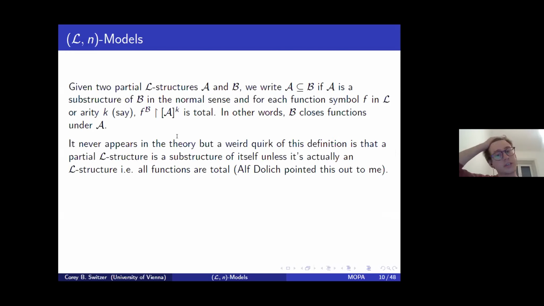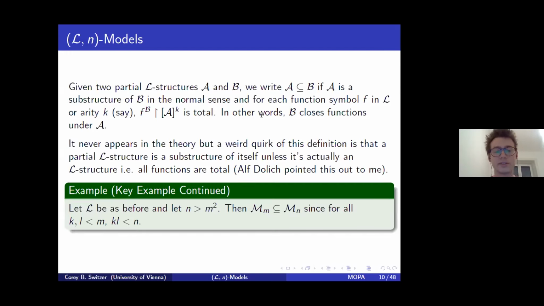So this never actually shows up in the theory, but I gave a talk about this at JAF in 2019, and Alf Dolich, who is maybe here, I don't know. Hi, if you're here. He pointed out that a partial L structure is total, meaning that it's a normal L structure with total functions, just in case it's a substructure of itself. So that's, like I said, it doesn't appear anywhere, but it's worth just remembering.